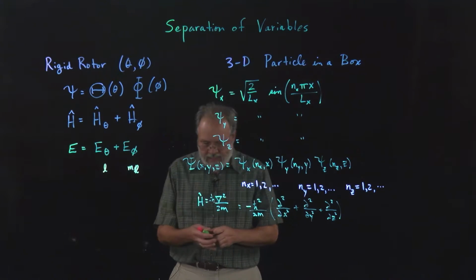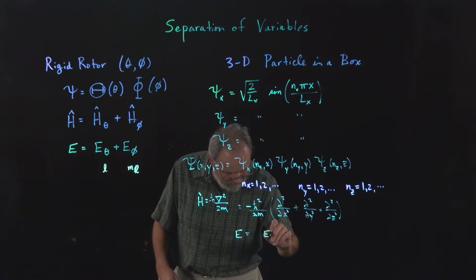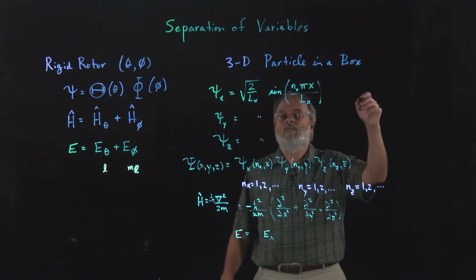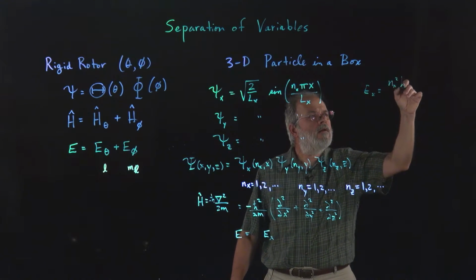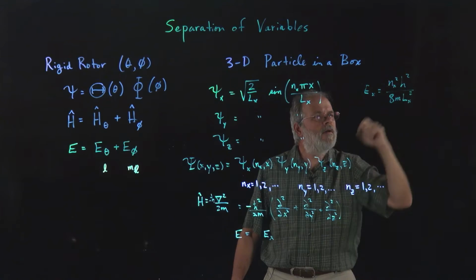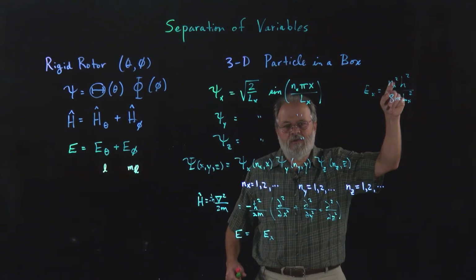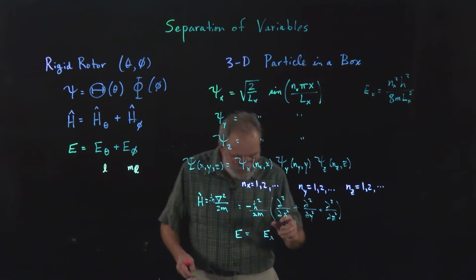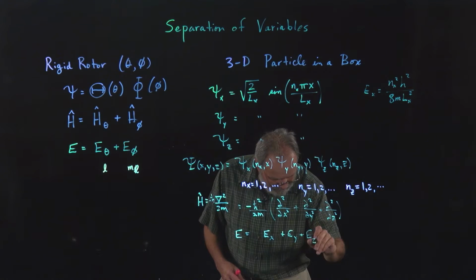And then when you look at the energies, the total energy is going to be Ex, and so that's going to be given here. Okay, so the energy is going to depend on the length in the x direction, and it's going to depend on the quantum number nx squared. All right, so it's just going to be Ex plus Ey plus Ez.